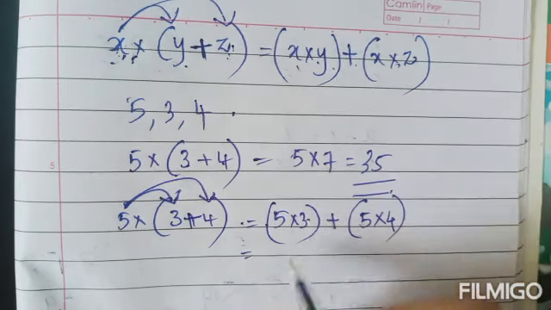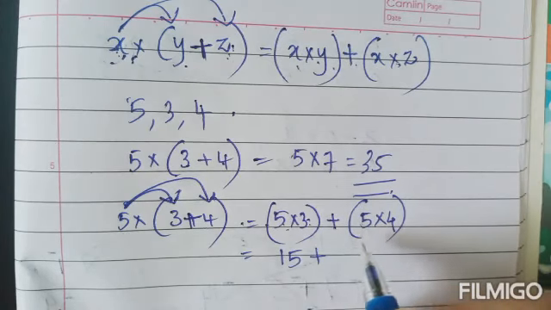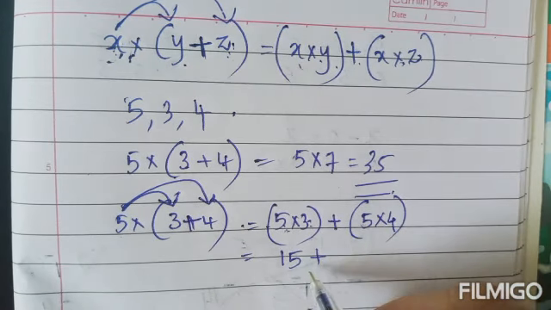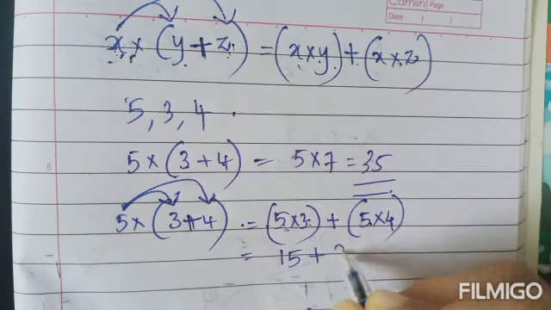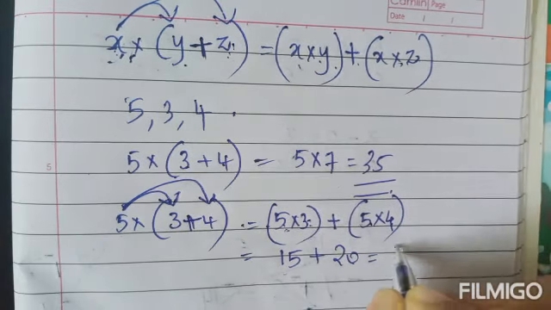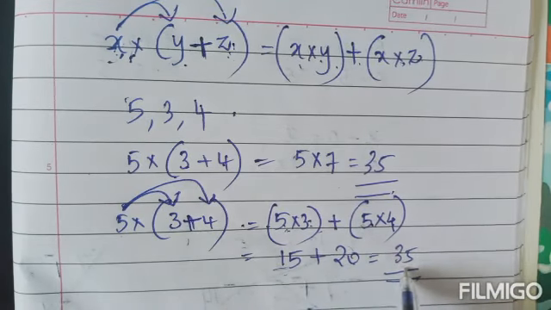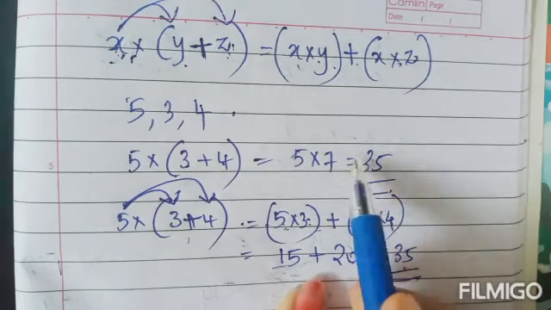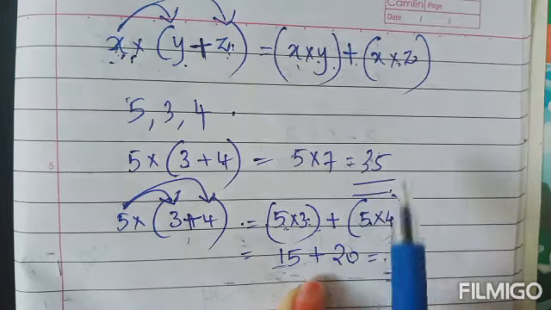Now 5 into 3 we can do, 15 plus. After the bracket only you can do the addition, or after multiplication only you can do addition, according to BODMAS. Okay, now 5 into 4, 20. What is 15 plus 20? That is also 35. This is finding the answer using the distributive property, and that was using BODMAS. Okay, both answers are the same.